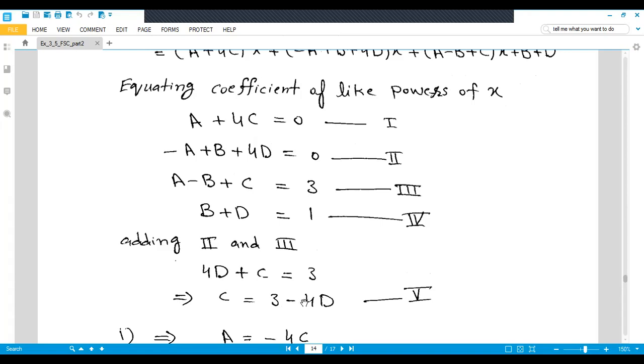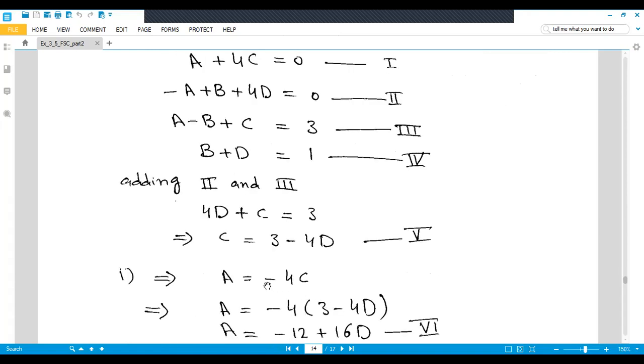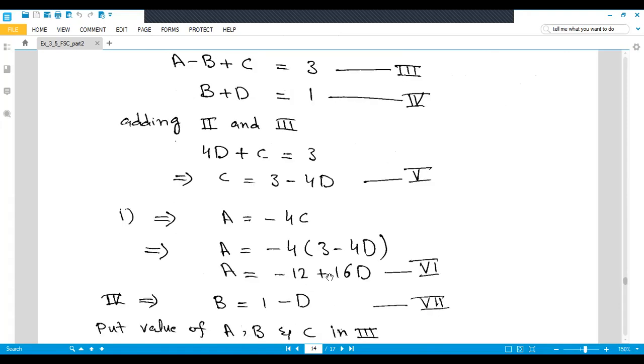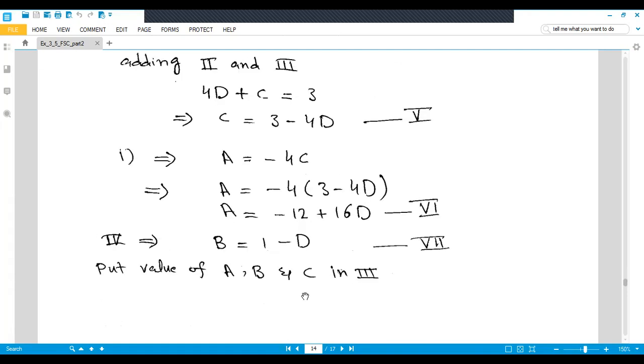So C is equal to 3 minus 4D. Now, this C value, and A is equal to minus 4C. You put the value of C in this. So A is equal to minus 16, minus 12 plus 16D, and B is equal to 1 minus D from equation number 4. So new equations we get this.